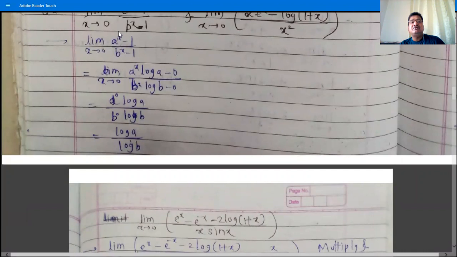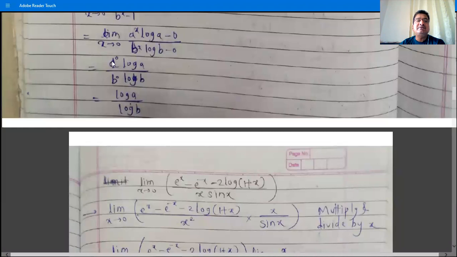The derivative of a raised to x is what? A raised to x into log a, minus 1 derivative is 0. And the derivative of b raised to x is b raised to x into log b. So write here, by L'Hospital's rule, and then substitute x as 0. So a raised to 0 is 1, log a as it is, and b raised to 0 is 1, log b as it is. So the answer is log a by log b.